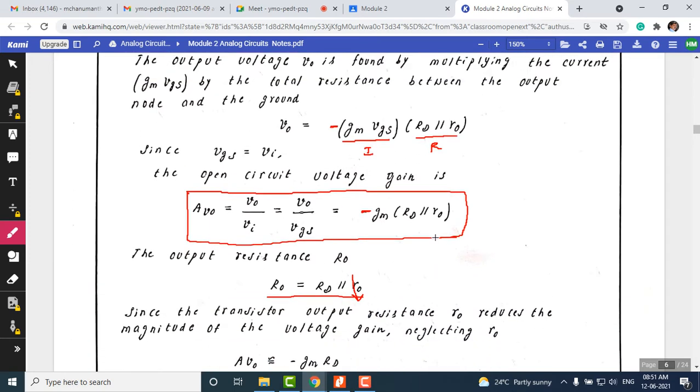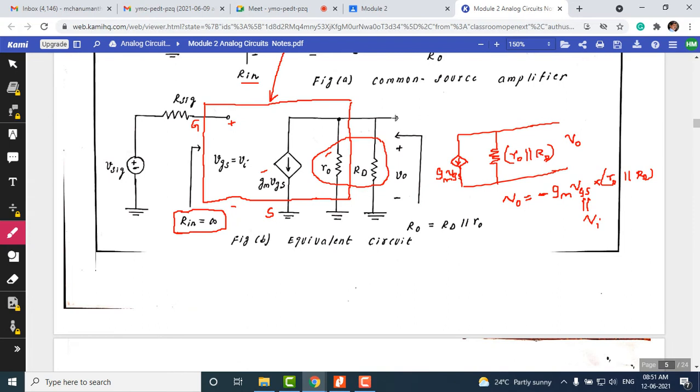Output resistance, as you see from the drain and the source, this is a drain terminal and this is a source terminal here. If we observe from here, the arrow mark is showing that we observe the drain and the source. So this is output resistance Ro. Ro is nothing but RD parallel with r naught. So do not get confused with this. This is r naught here. So we denote this as Ro, which is nothing but RD parallel with r naught.